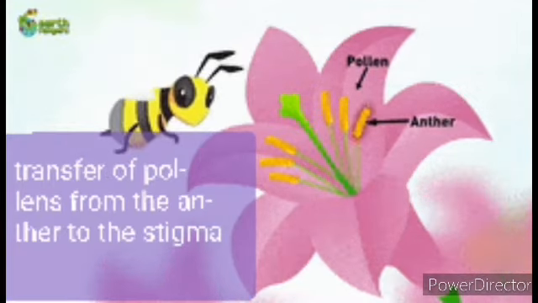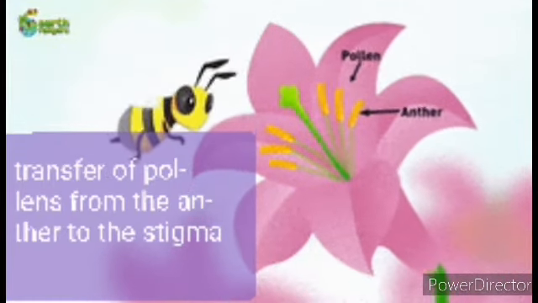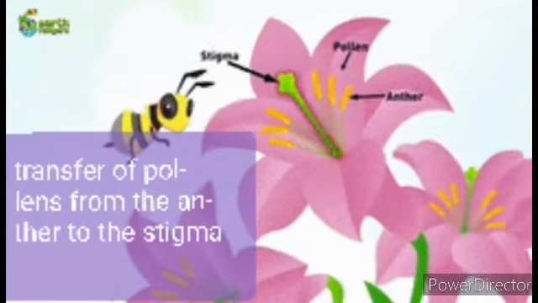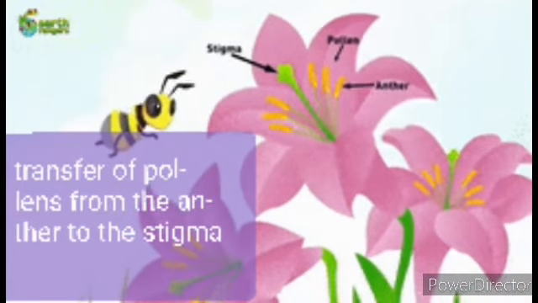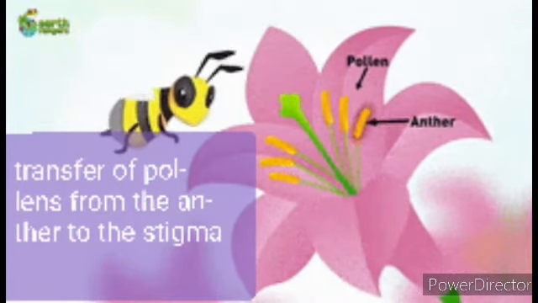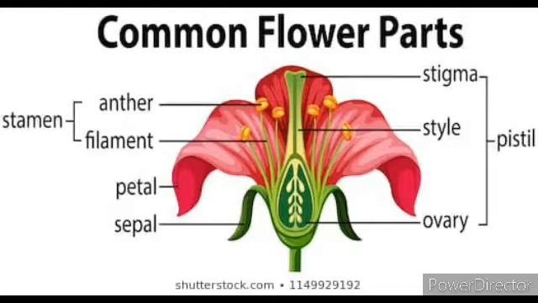Pollination is the transfer of pollen grains from the anther to the stigma of a flower. Now let's see what happens in the pollination process. During pollination, the flower petals' bright colors and fragrant scent attract an insect.